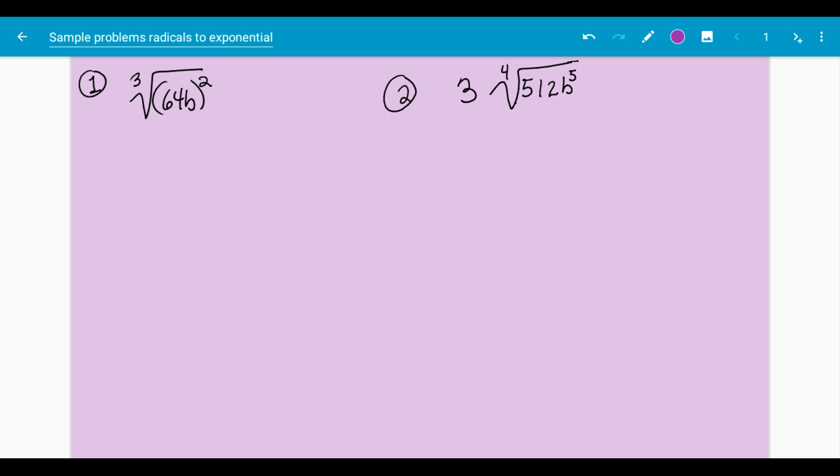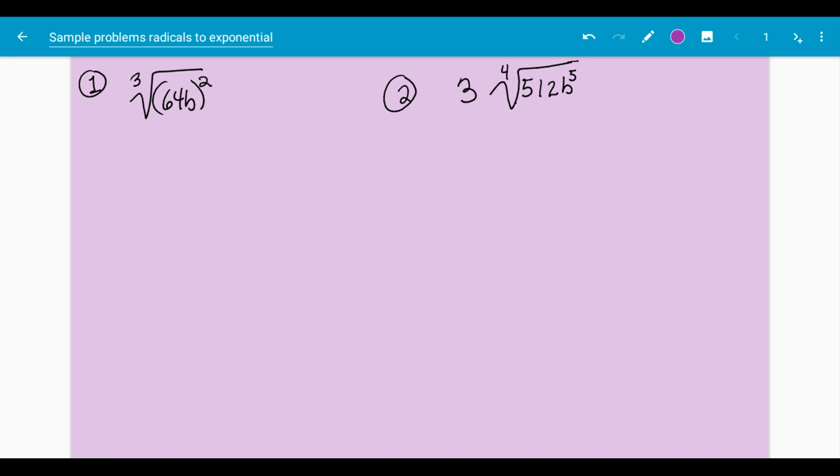We have two problems here that are similar to the ones you did on the test, and I'm going to work these just to help you understand, maybe if you made some mistakes, what you did. So the easiest way to do this, and remember that the instructions were to write these in exponential form, meaning we're going to have fractional exponents most likely.